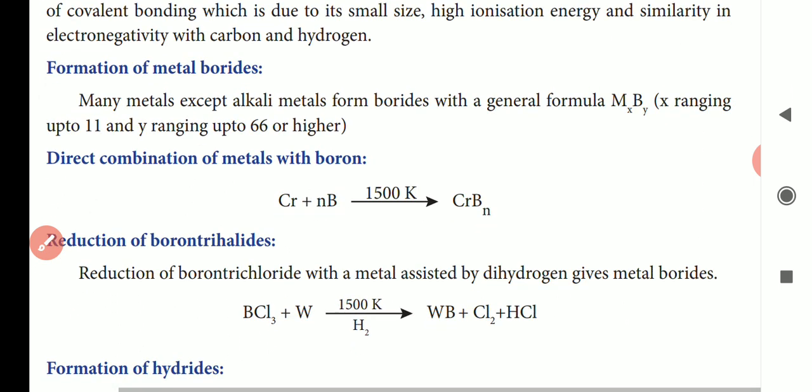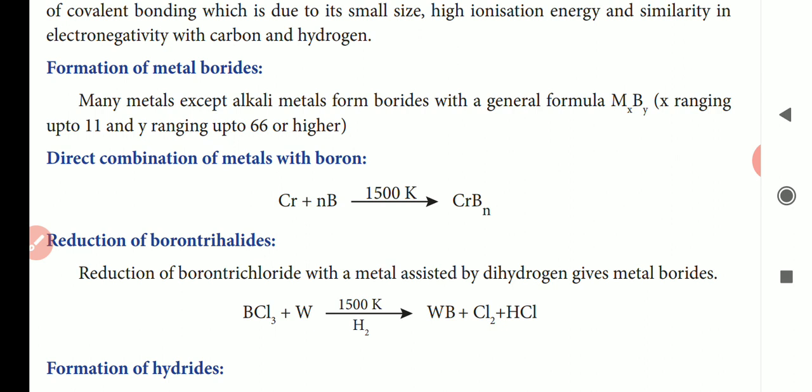First, we discuss the formation of metal borides. Many metals except alkali metals form borides. What are the alkali metals? Lithium, sodium, potassium, and rubidium. Metal borides have the general formula MxBy, where x ranges up to 11, and y ranges up to 62 or higher.